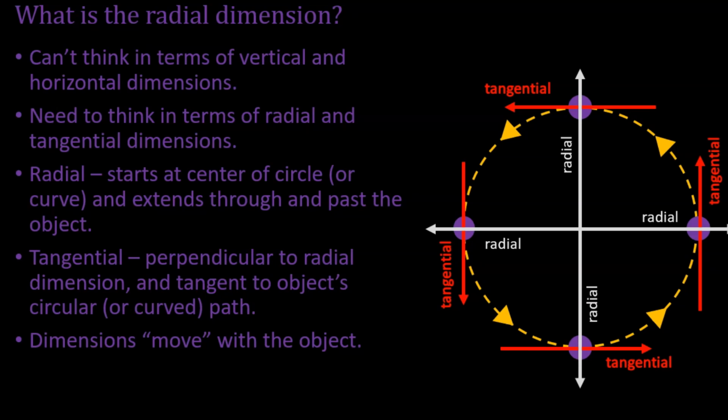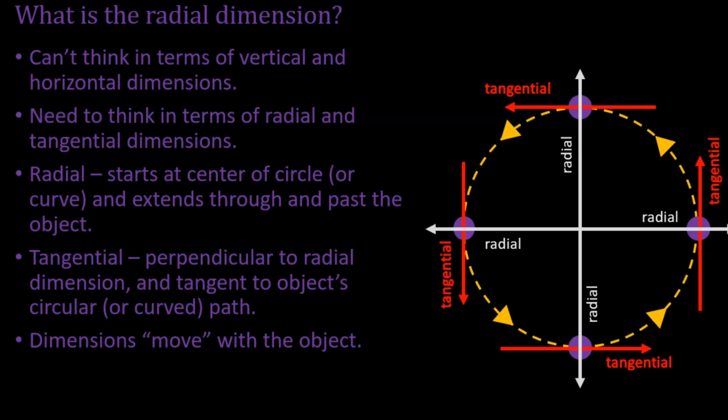Notice that the dimensions move with the object. When the ball is at the bottom of this circle, the radial dimension is vertical and the tangential dimension is horizontal. But as we move to the right, and when the ball's on the right, we notice that the tangential direction is vertical and the radial dimension is horizontal. So these dimensions move with the ball. And I'm just showing 4 different points on this circle.